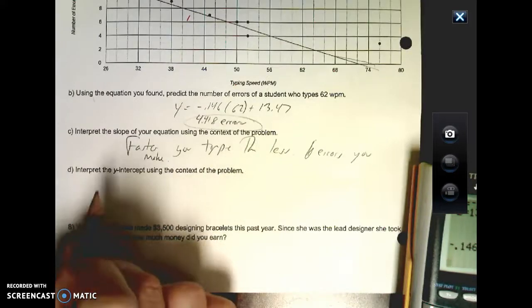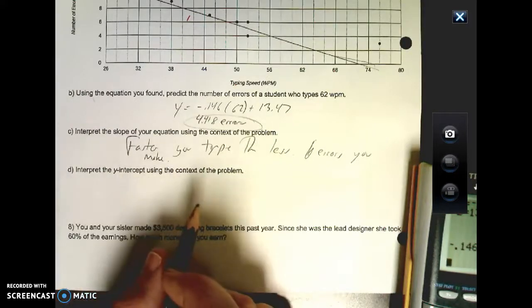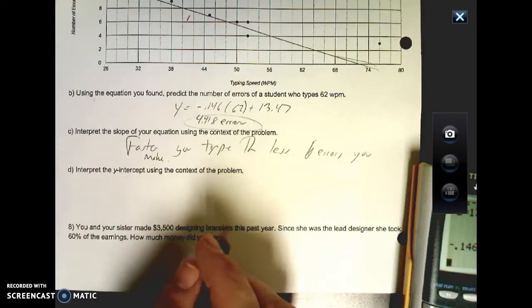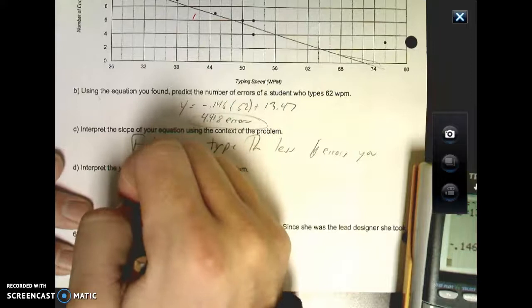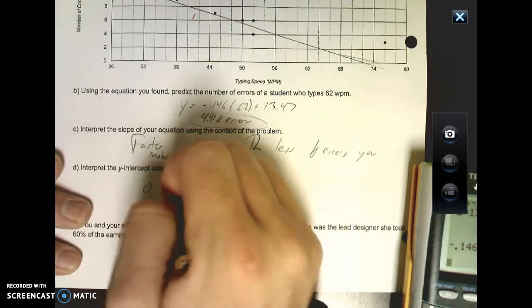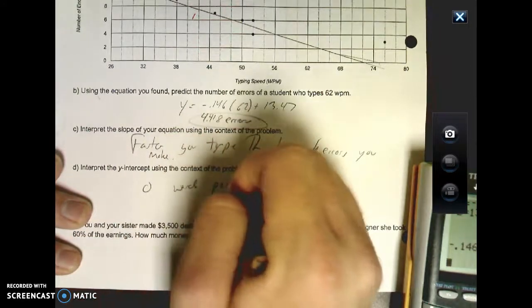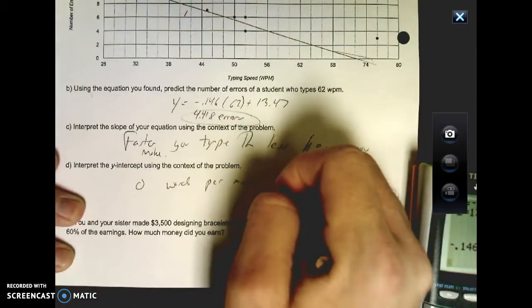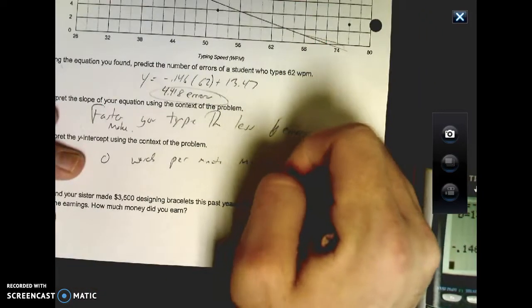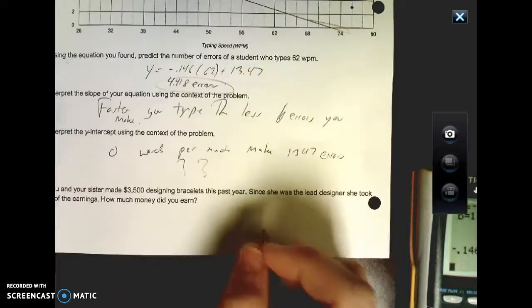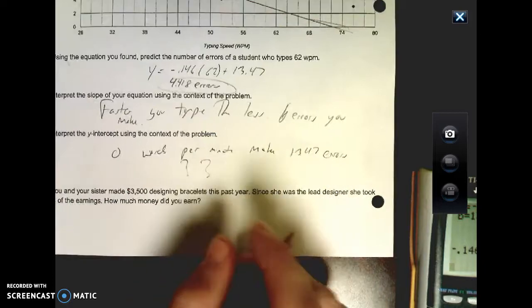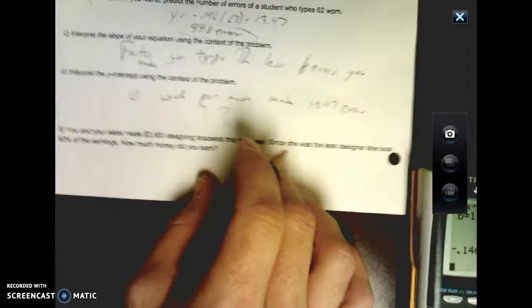Interpret the y-intercept using the context of the problem. This one's kind of silly, if you will. It makes no sense in this problem, I'm not going to lie. It's saying that if you type 0 words per minute, that means you make 13.47 errors. Does that make any sense? Hopefully not. In this context, this problem is just kind of slightly off.